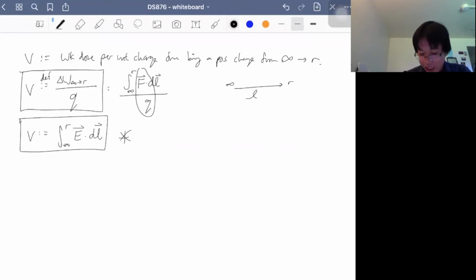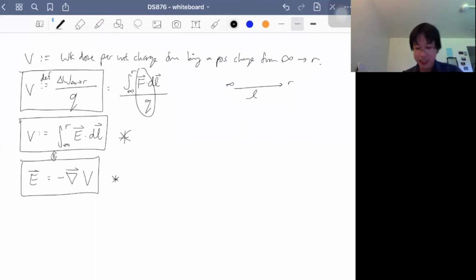So V is the integral of E. So you can flip that around and say that E is the derivative of V. There's actually a negative sign over here. I don't have time to explain that, but just remember there's a negative sign over here.